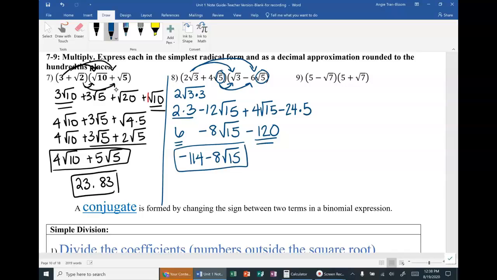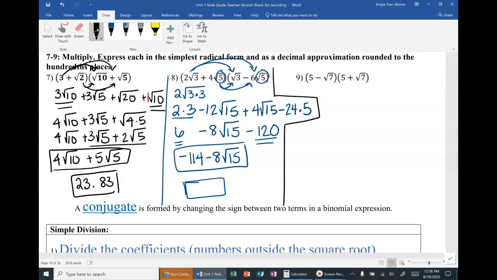Box that up. Now go ahead and use your calculator to punch in your decimal approximation. So you can box up your answer that way. And you're going to do that on your own, okay? Any of the approximations that I'm not giving you, that's your job to do on your own.